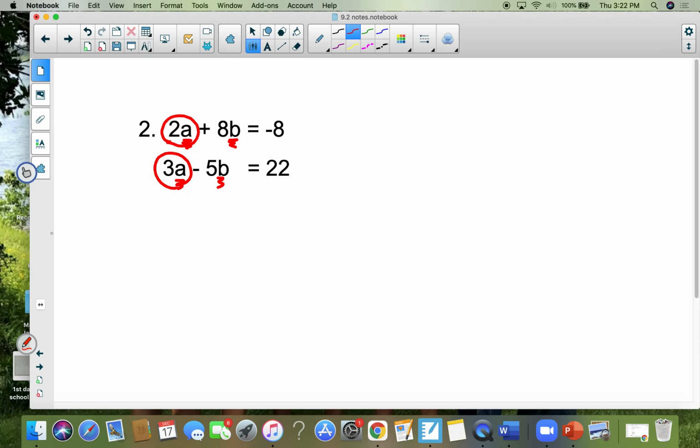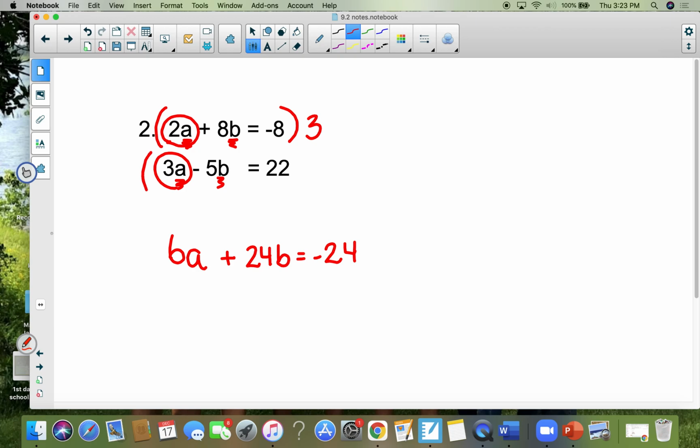So I have to think of a number bigger than the 2 and bigger than the 3 that 2 and 3 can both go into. And I'm going to think of the number 6. So I'm going to multiply this equation by 3, which makes 6a plus 24b equals -24. So I multiplied the first equation by 3.